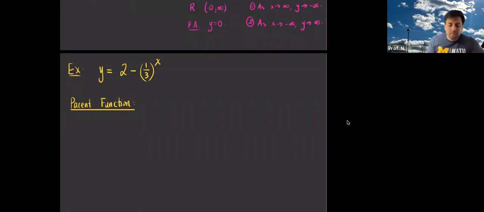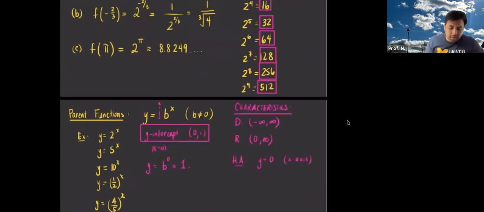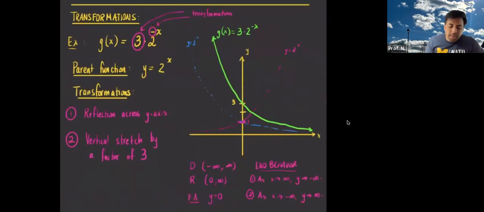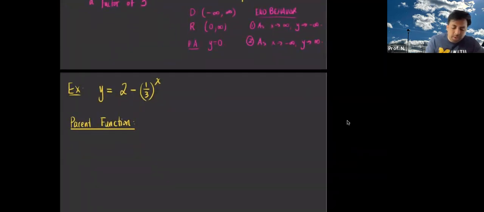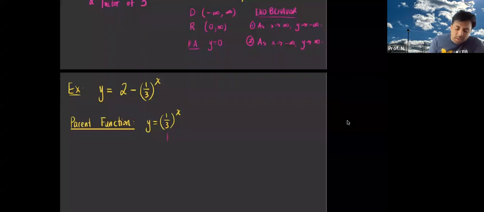So remember the parent function, we want the b value. So the b value here, it has to be positive. Here the b value is 1/3. So we can say that the parent function is 1/3 to the x. Now remember, when my b value is between 1 and 0, what do I have? I have a growth or a decay. So we have a decay. So be mindful of that. So my parent function is a decay function.